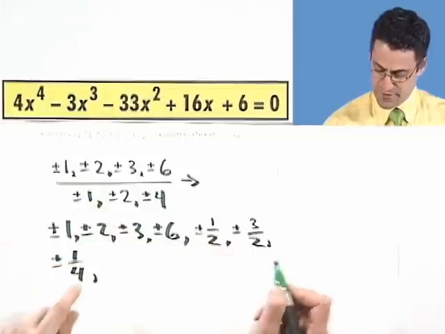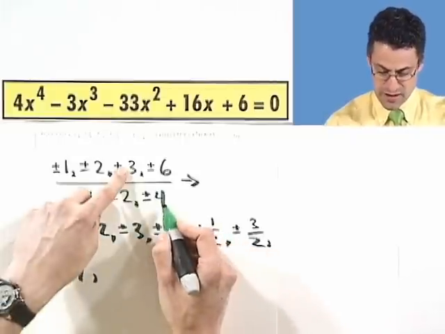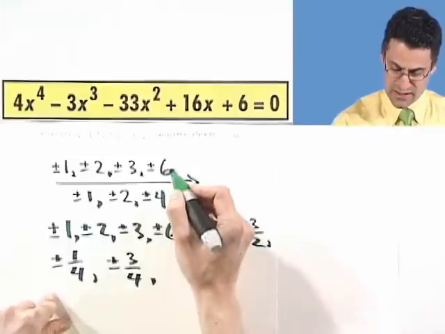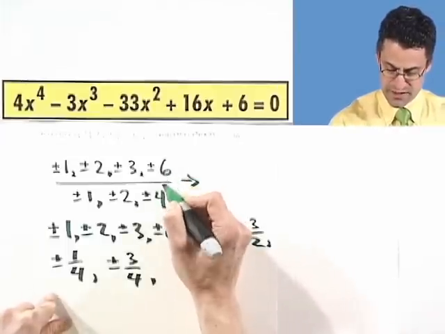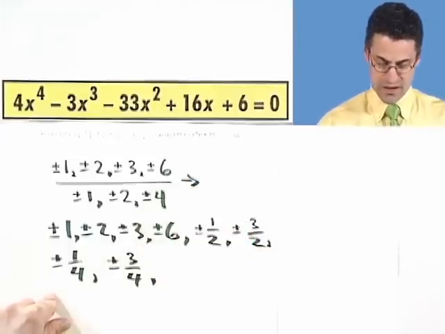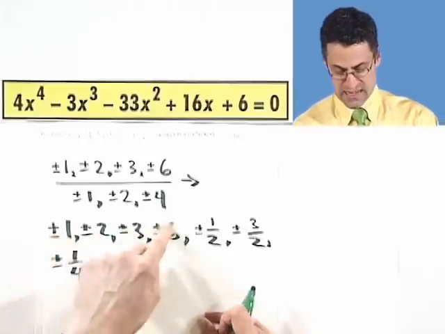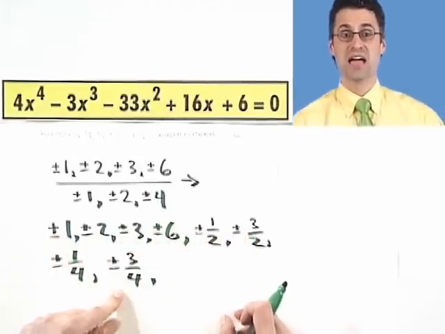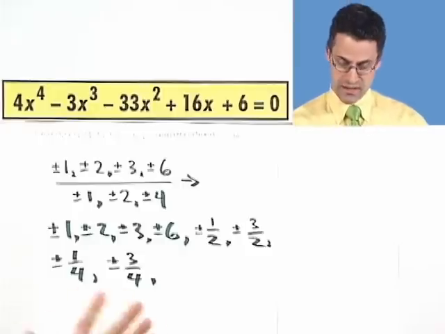2 over 4 is a half. We already have that possibility. We've got 3 fourths. That's a new one. Plus or minus 3 fourths. And finally, 6 fourths is the same thing as 3 halves, which we already got. So we've got 2, 4, 6, 8, 10, 12, 14, 16 possible rational roots. And so the 16 possible rational roots, we have to check all of them.